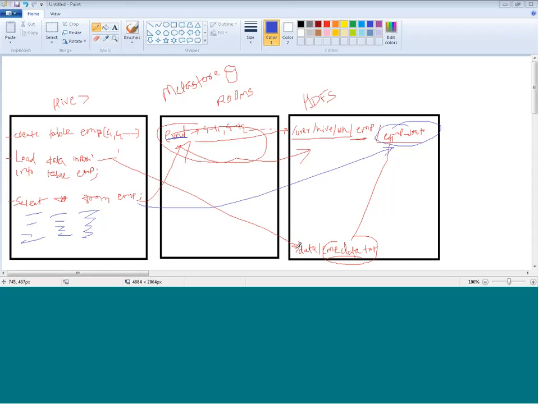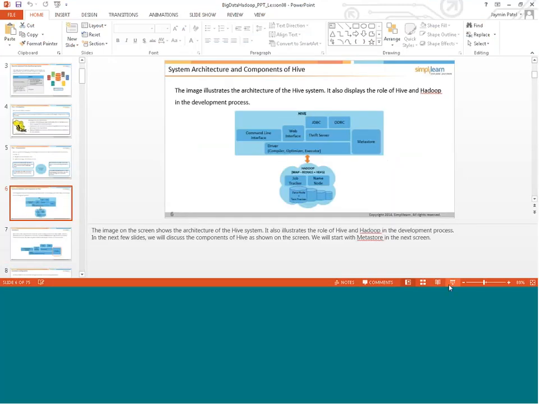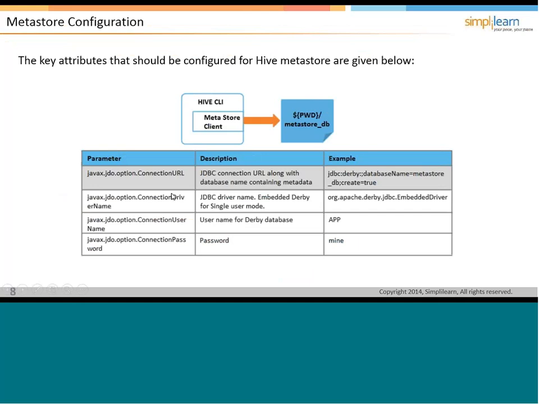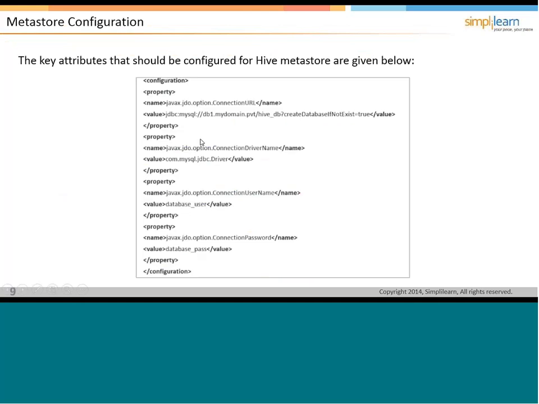Here, remember, by default the metastore is Derby, but you can configure it to use any other database to store metadata. For example, if you look at this PPT, it has mentioned the metastore configuration. These properties need to be set, and after that, this is the metastore configuration.